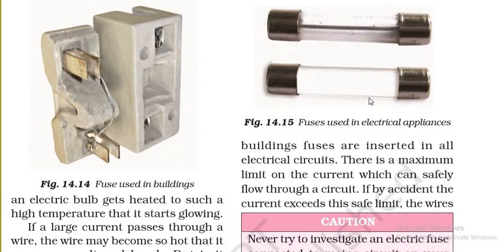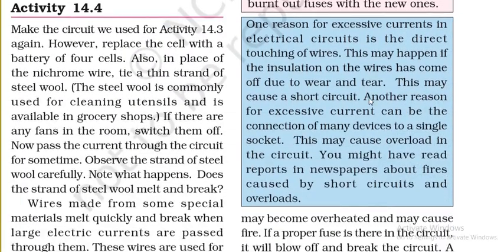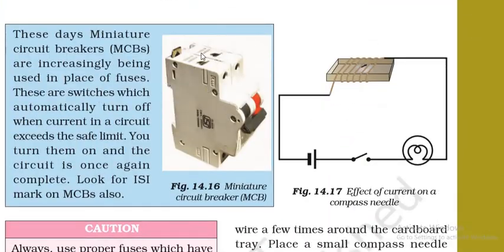Now what is the disadvantage of this fuse that we have? This fuse we need to replace again and again. Once the wire has melted, it is no longer operational, it can no longer work. So we have to replace the fuse again and again. In order to avoid this, we have discovered a new appliance, which is called the MCB.